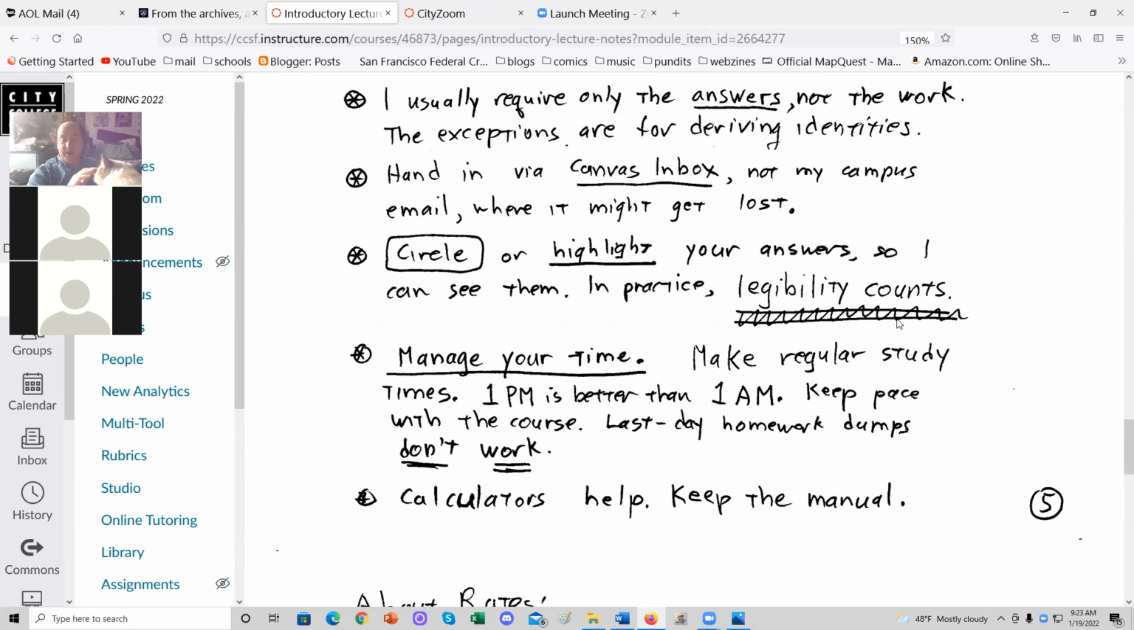Time management, very important. Like I said, it doesn't work to do everything heroically at the last minute. What does work is to make it a boring, regular habit, with regular study times and regular homework times, tick, tick, tick, make it a routine. Math is all about routines. Do these sessions at 1 p.m. rather than 1 a.m. So be fresh, morning fresh if possible. Keep pace with the work. That's a very good idea. And like I say, last minutes don't work.